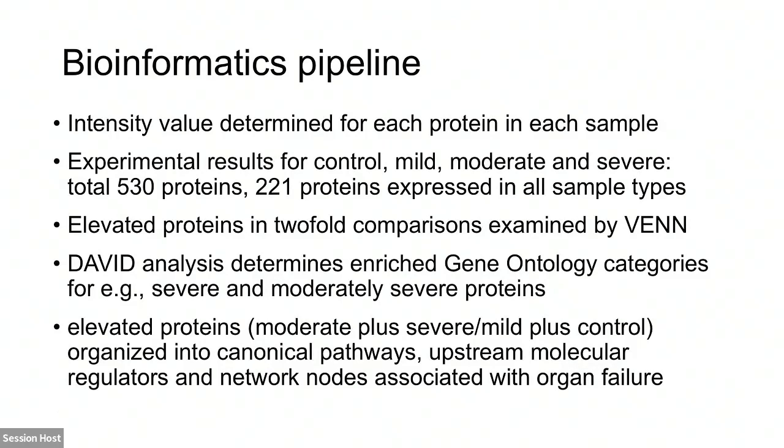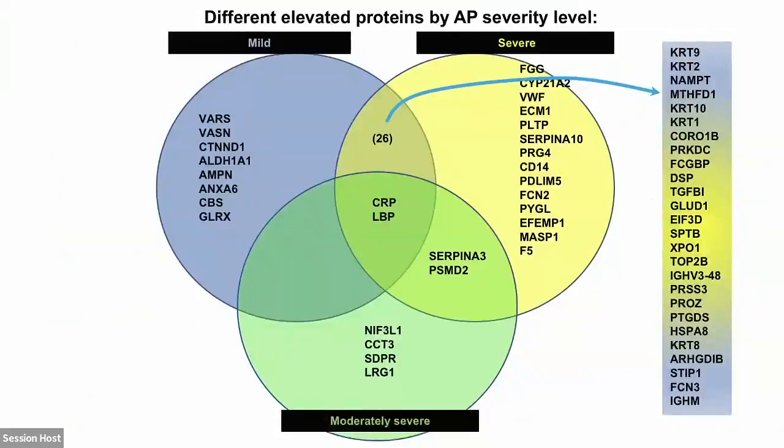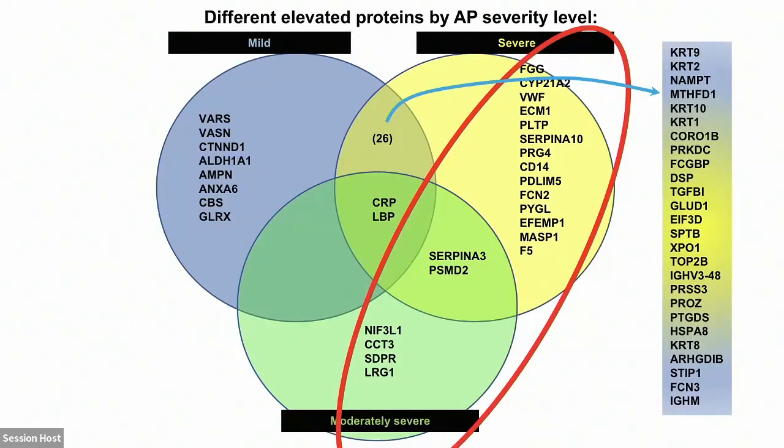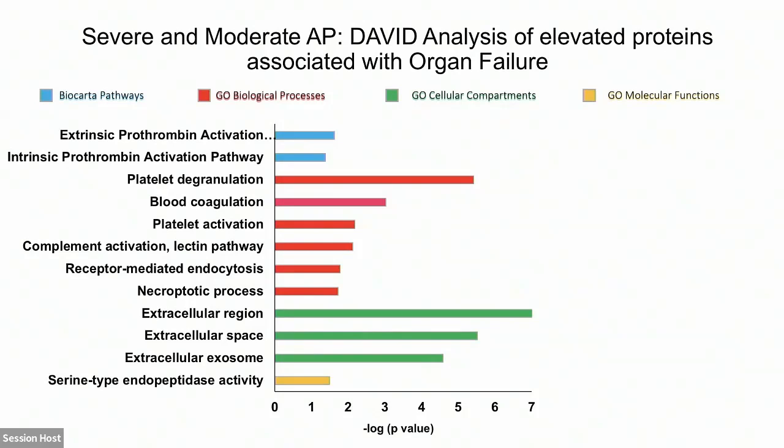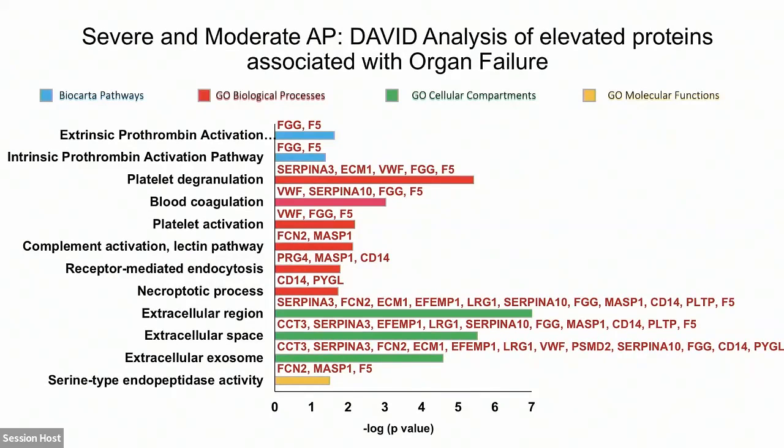elevated or decreased proteins. And then we separate them really by whether they were associated with organ failure or not, because according to the Atlanta criteria, it's the severe and moderately severe cases that have some organ failure. So we associate the proteins that were found only in those cases with organ failure to just leverage that in our analysis. So indeed, we discovered that blood coagulation proteins and platelet degranulation proteins predominated in this analysis.